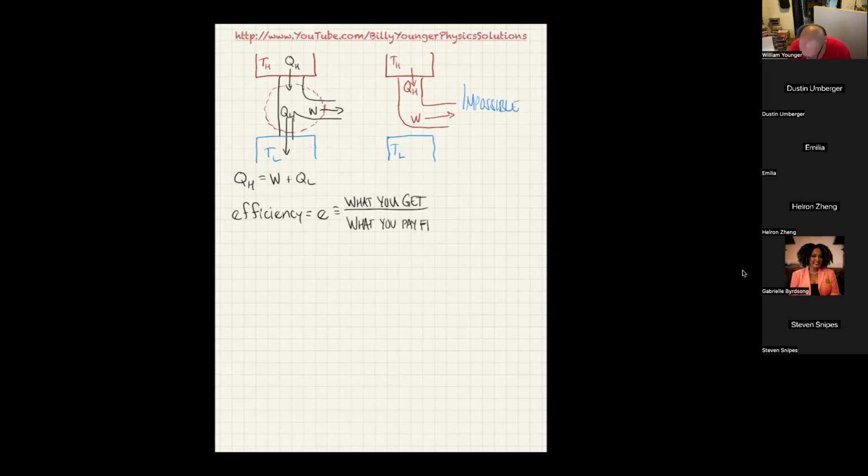Now, hopefully you recognize from the diagram on the right that what you get is the work that you get out of the heat engine. So this should be work out. But what you put in is QH. It's because that's the total amount of energy put in. And yes, some of it's got to be wasted. Now, because of what I said with that little equation up there, QH equals W plus QL, because of that, we can also say that W is equal to QH minus QL. So I can say QH minus QL up here over QH.